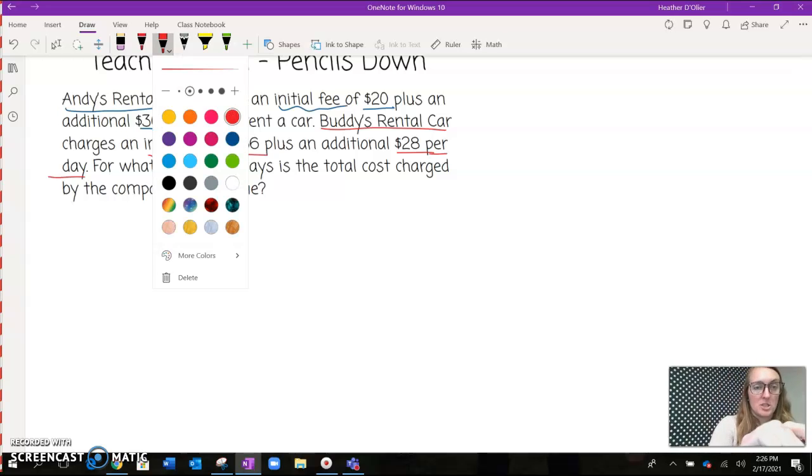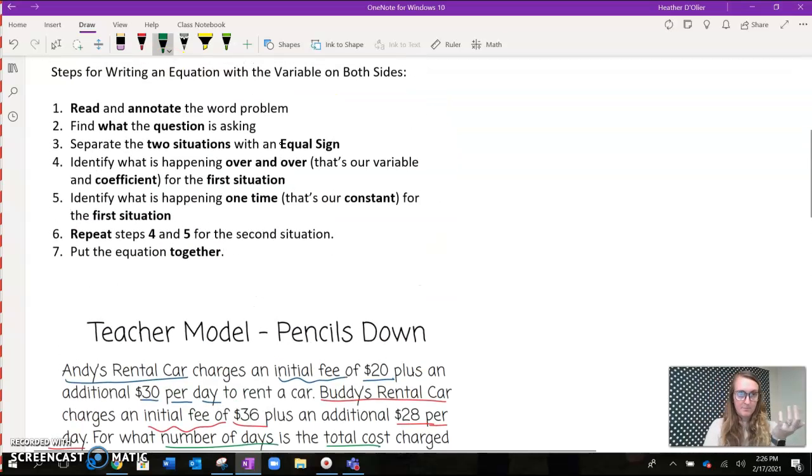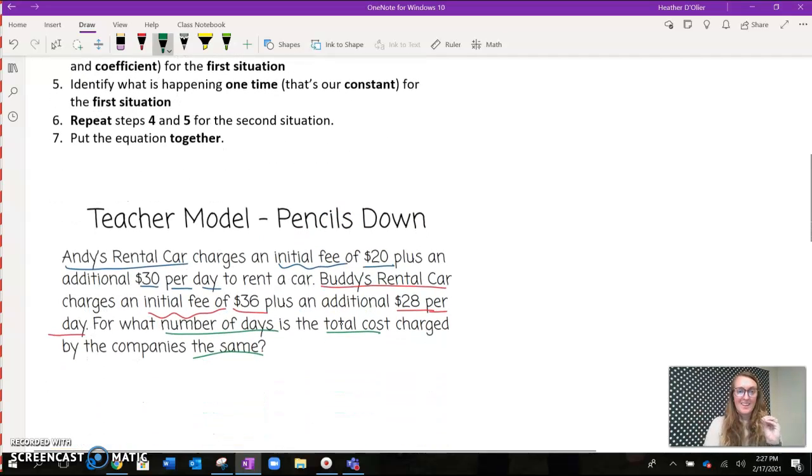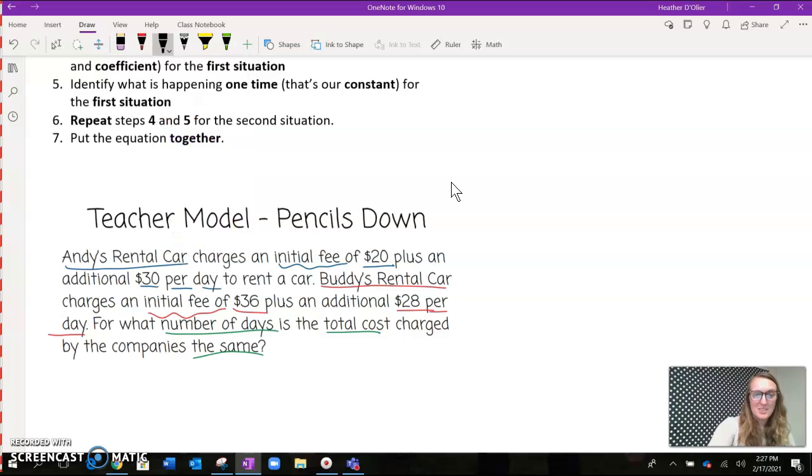Now it gives me the question, so I'm going to make sure I'm putting it in a different color. For what number of days is the total cost charged by the companies the same? Same in math is equal. All right, and remember I said you're going to separate them. So going back to the steps. Separate the two situations with an equal sign, okay? I am writing an equal sign. So then I have both situations with an equal sign, okay?